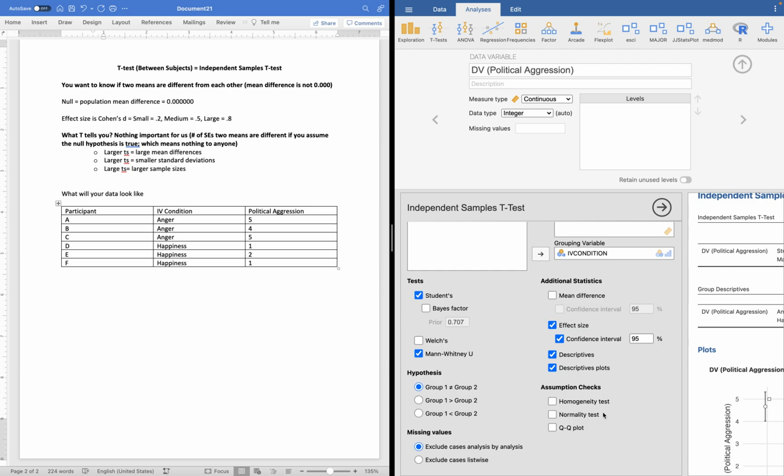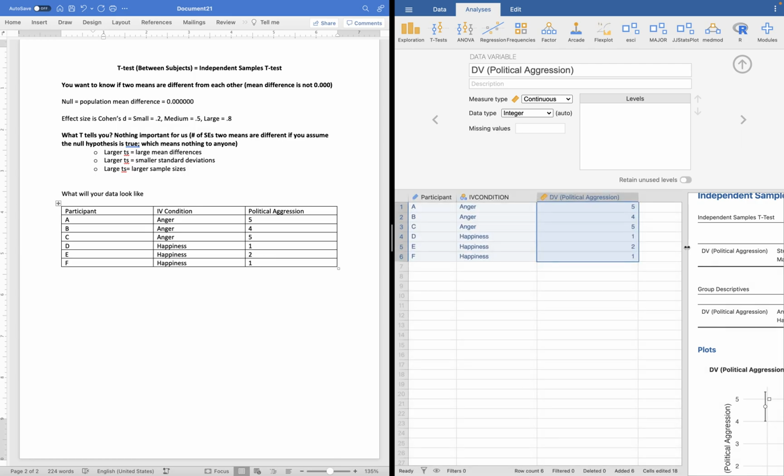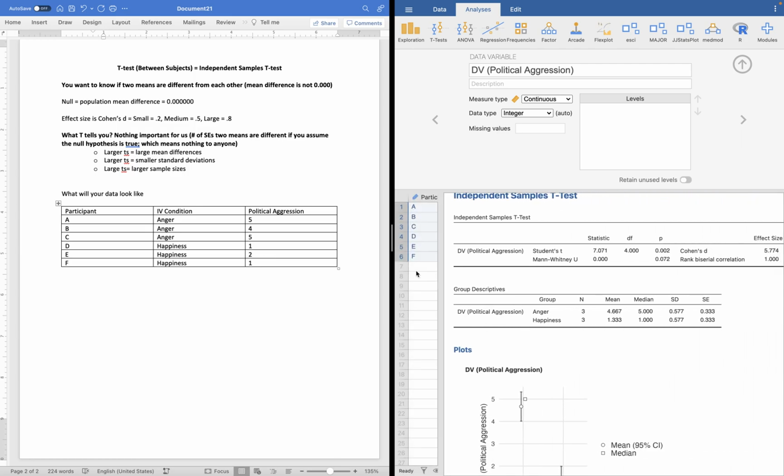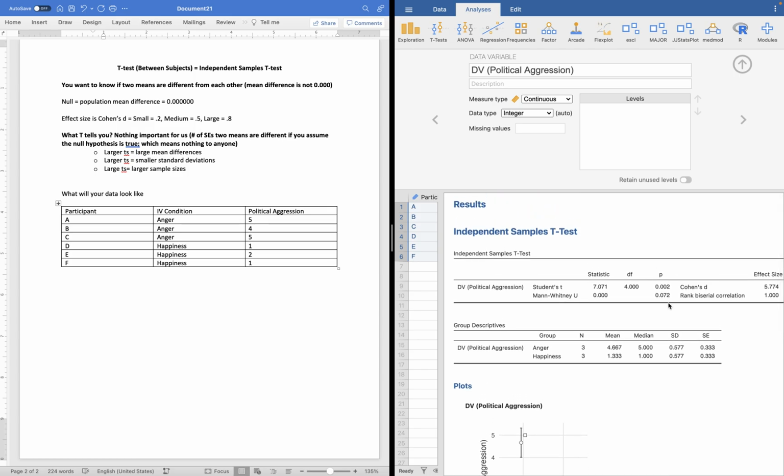There are other things in here you don't really have to worry about. I wouldn't click the mean difference and 95% confidence interval of mean difference because those don't really allow for the easy interpretation that small, medium, and large does.